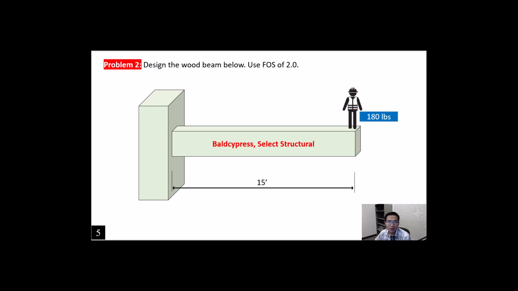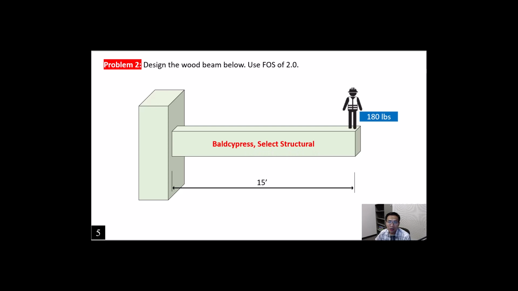Now let's take a look at this problem. The problem asks us to design for the wood beam below. Similar to the steel design problem, here we have the fixed support. We have a person of around 180 pounds, which means that is a concentrated load. The length of the beam is 15 feet. The type of wood is bald cypress, select structural.